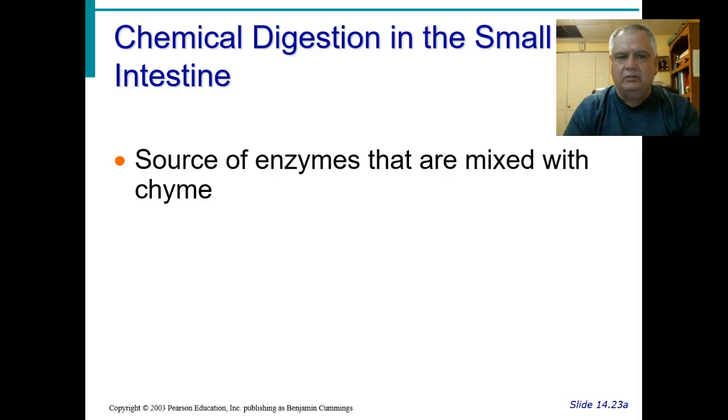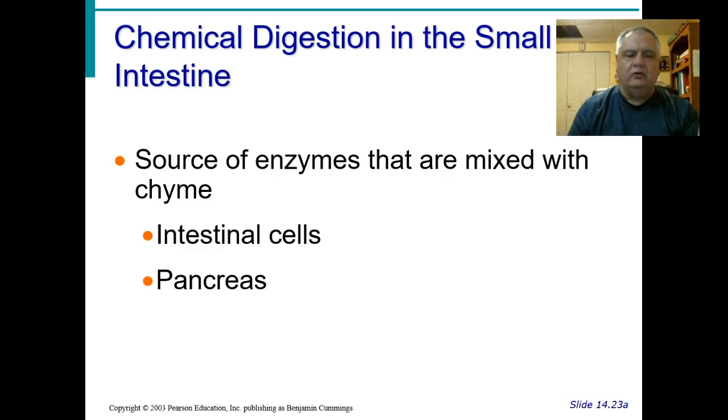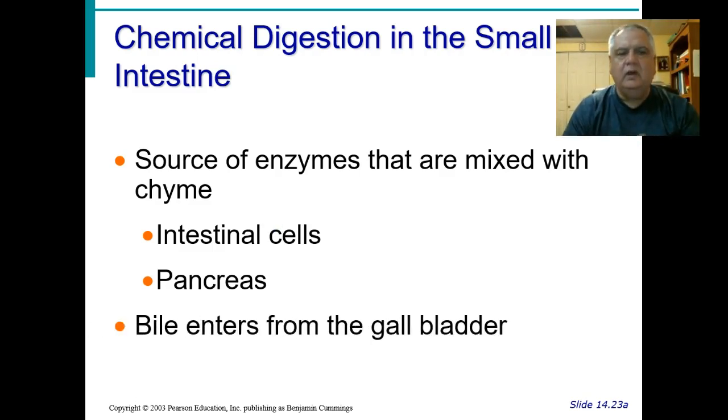What's the source of enzymes for this chemical digestion to occur in the small intestine? These enzymes, once produced, are going to enter the small intestine and mix in with the chyme, that liquefied food that comes out of the stomach. Some of the enzymes are produced by cells in the walls of the small intestine itself that we call the intestinal cells. But most of the enzymes are produced by an accessory gland, the pancreas. In addition, bile will also enter from the gallbladder into the small intestine.